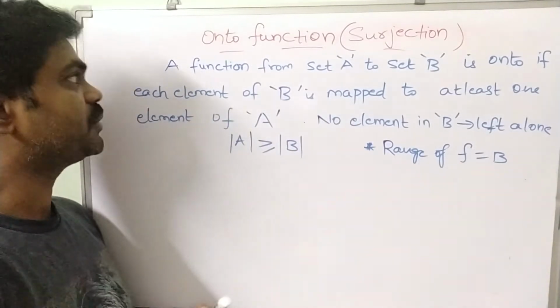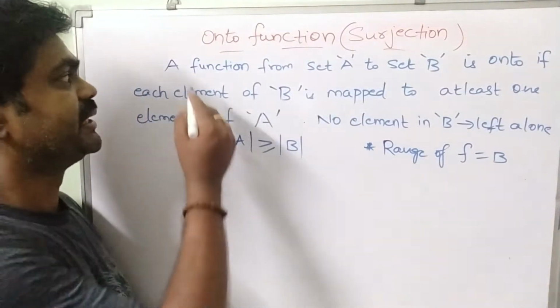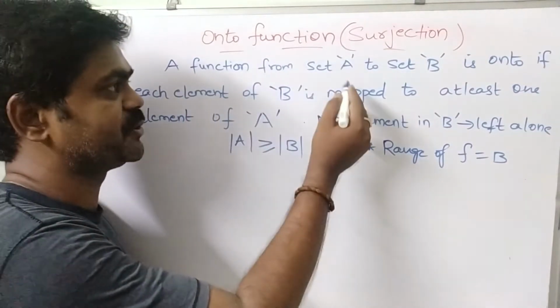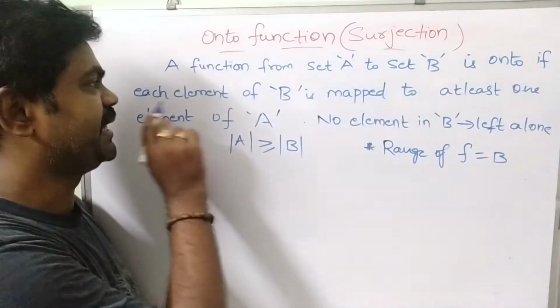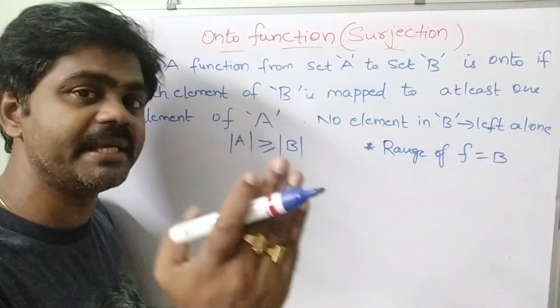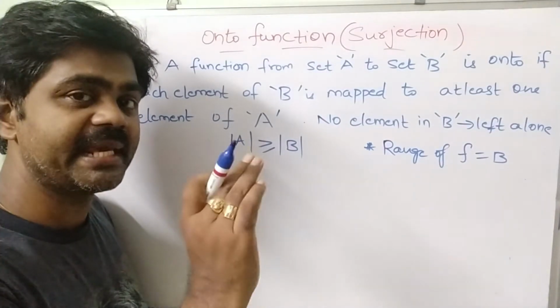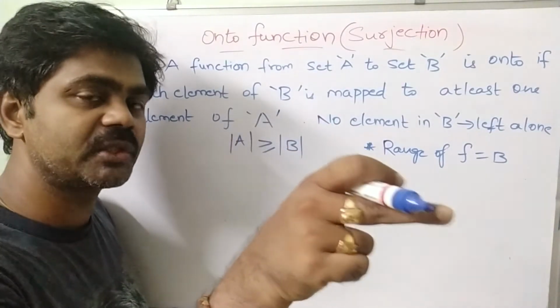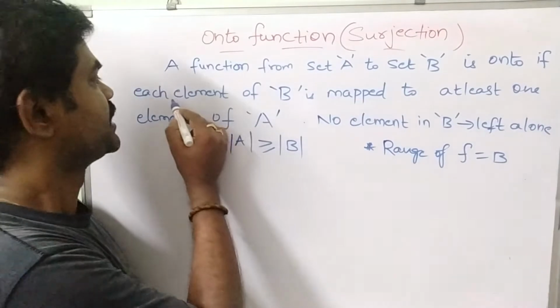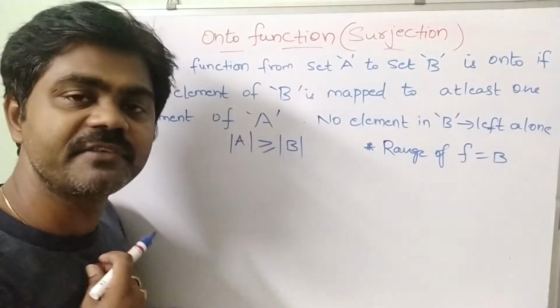Now we will see what is onto function. Onto function is also called surjection. A function from set A to set B is onto if each element of B, listen here, if each element of B, if we say A tends to B, that is A onto B. So the destination is B here. Each element of B is mapped to at least one element of A.